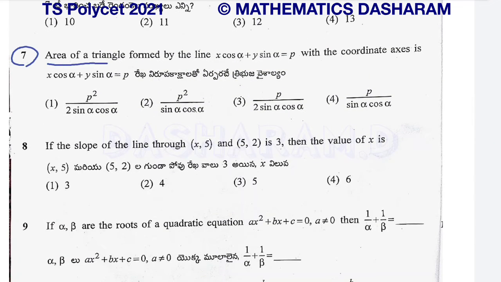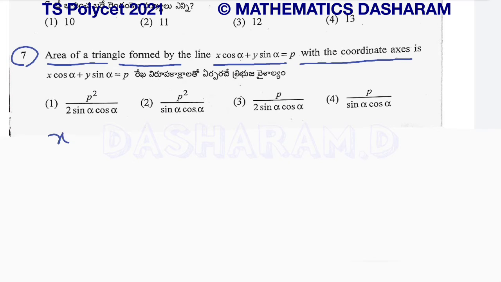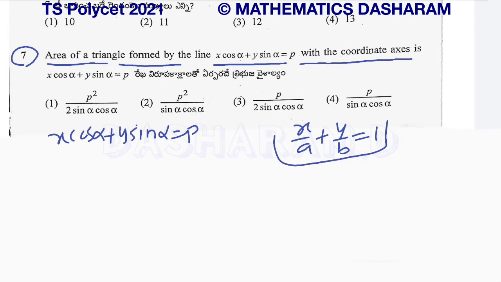The area of a triangle formed by the line x cos alpha plus y sin alpha equal to p with the coordinate axes is. So first, the given equation is x cos alpha plus y sin alpha equal to p. This equation we convert into intercept form. Intercept form means x by a plus y by b equal to 1. This is called the two-intercept form. a is called the x intercept, b is called the y intercept.